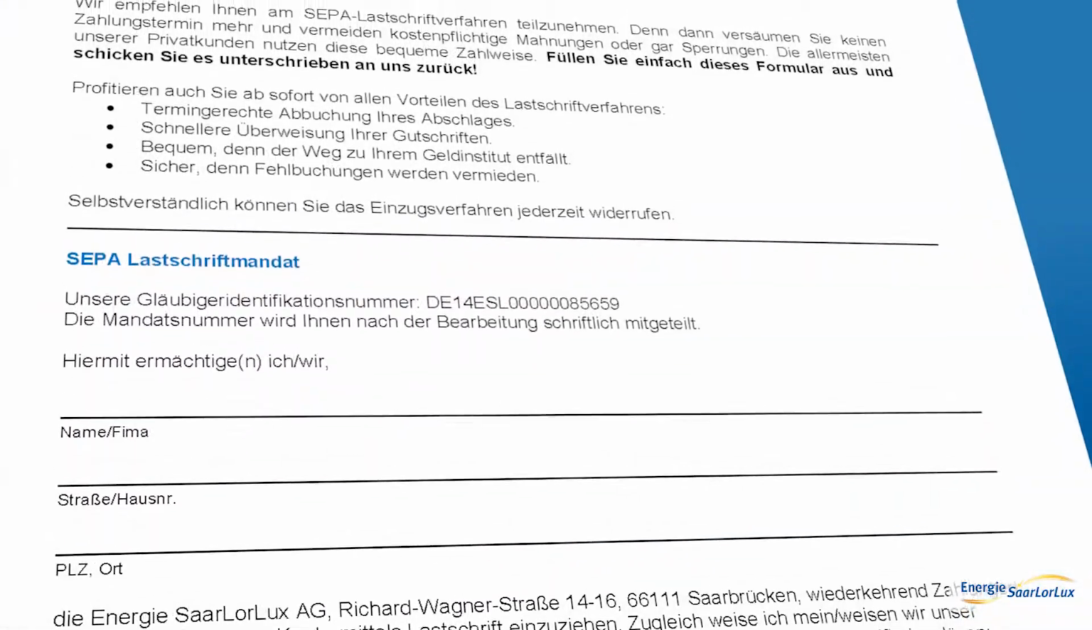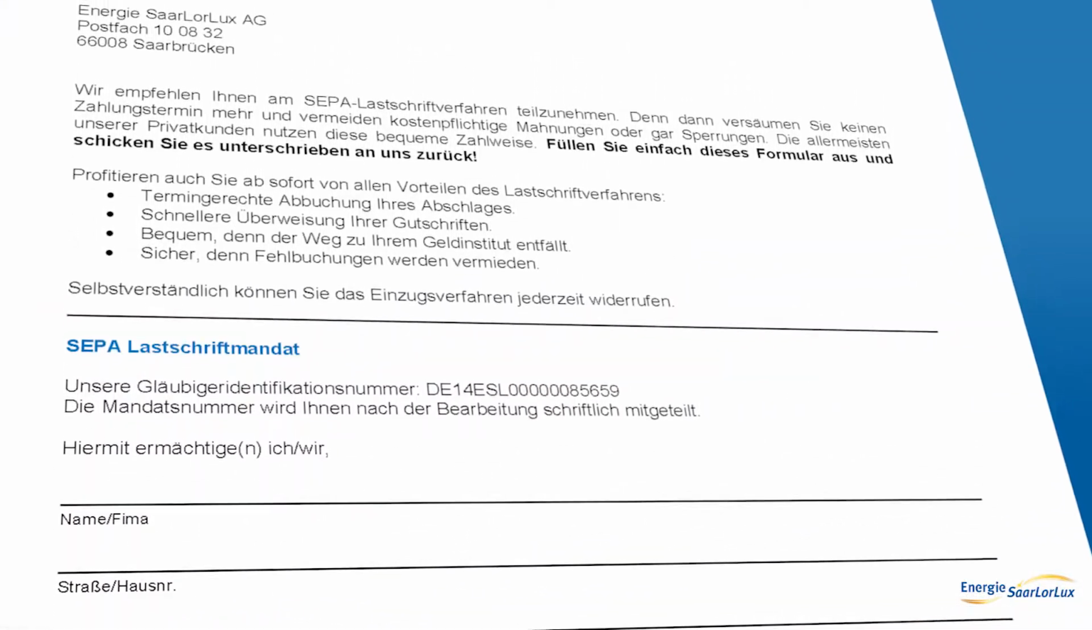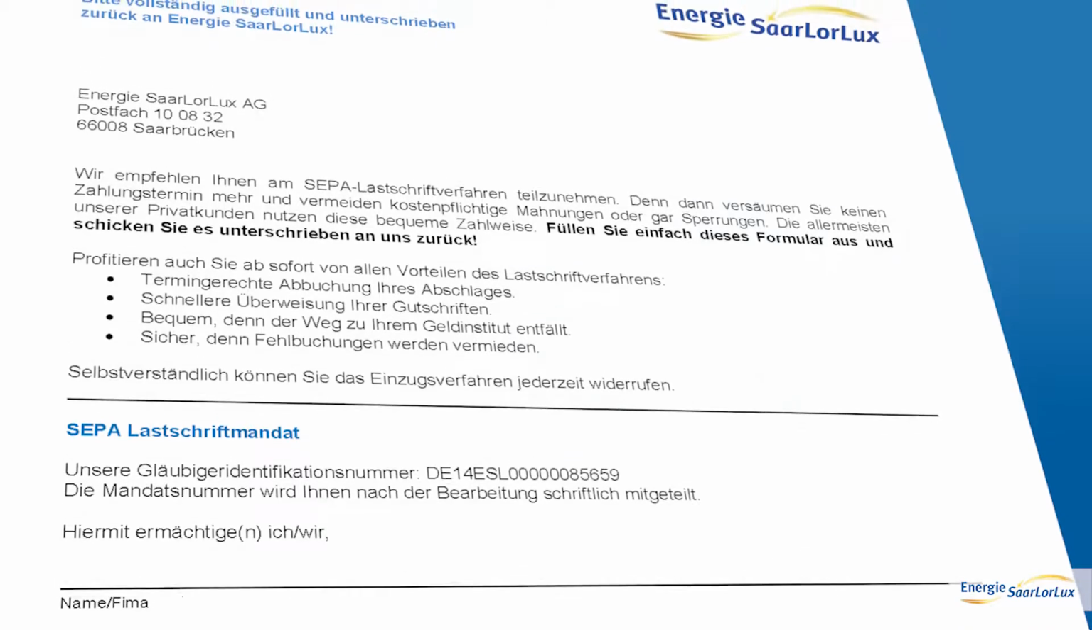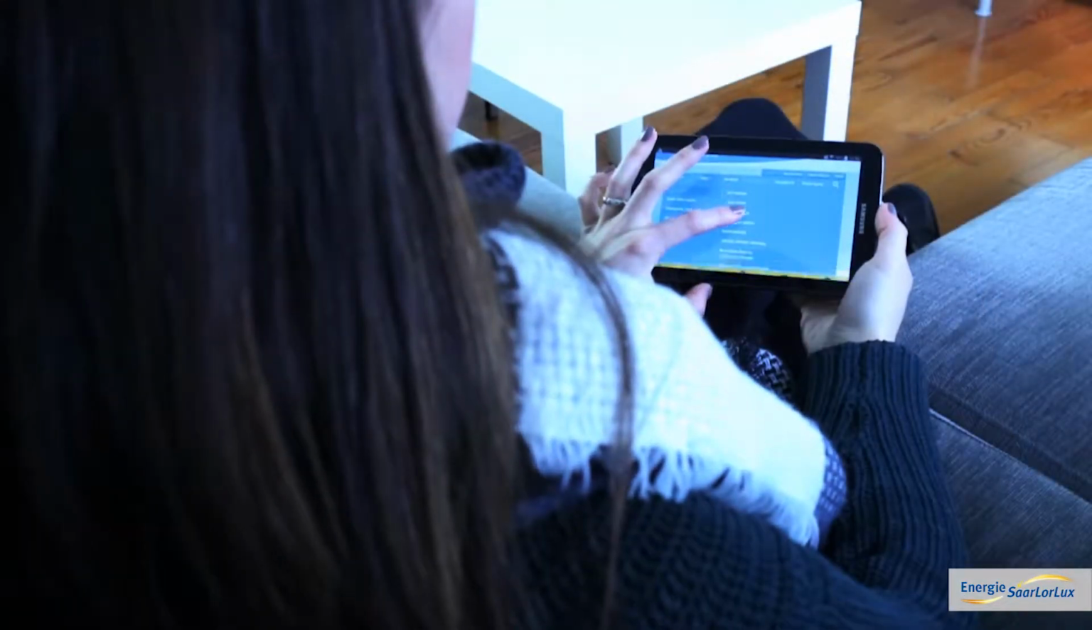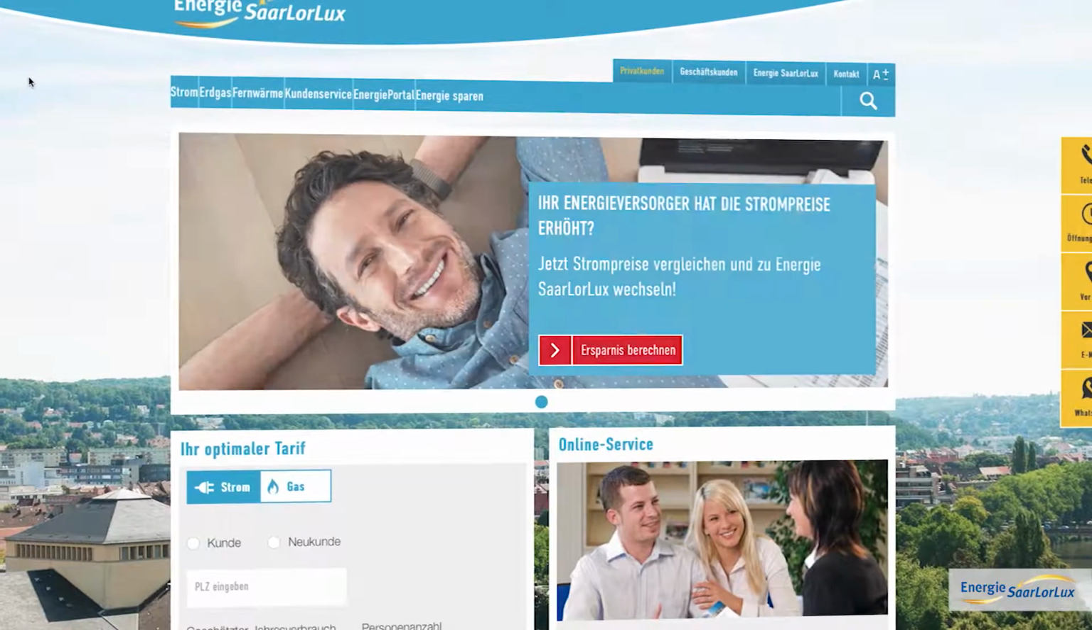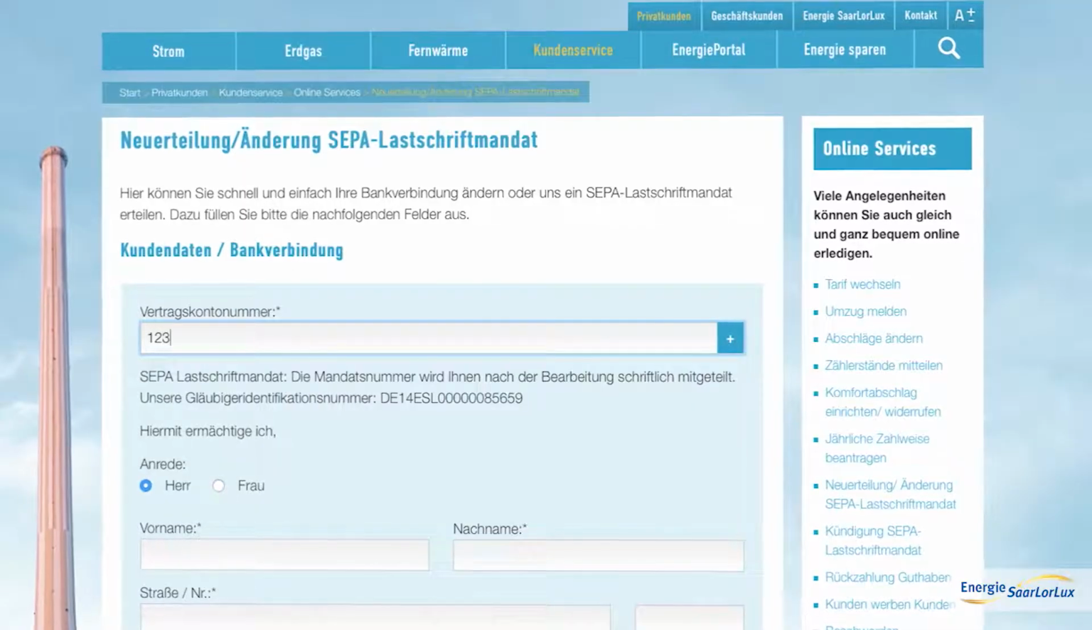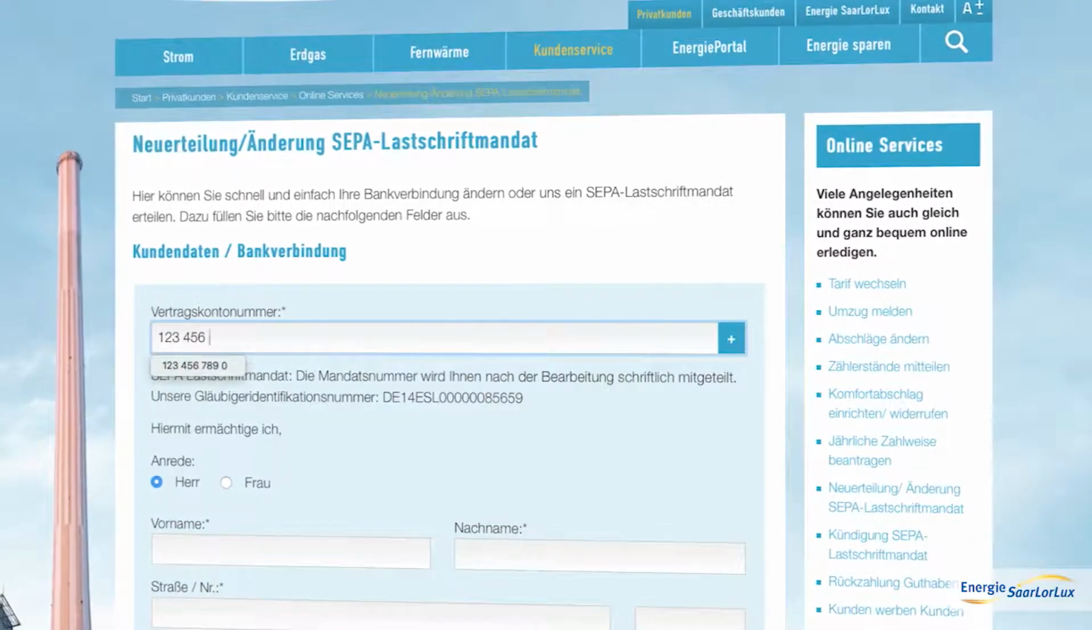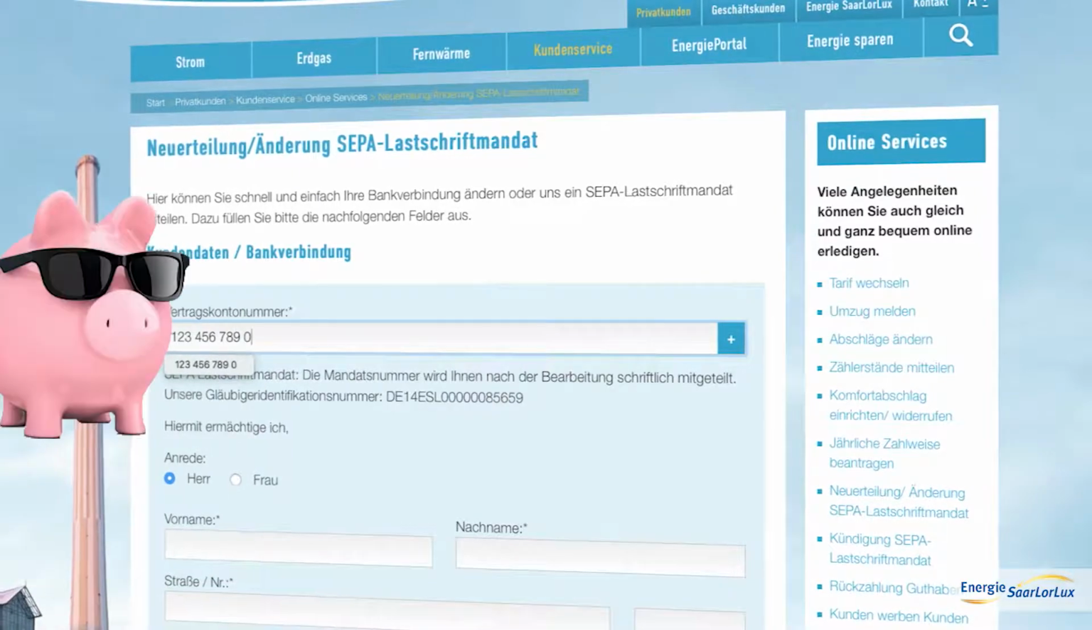The easiest and most convenient way to pay your monthly installments is to grant us a SEPA direct debit mandate. You can do this easily on our website in the section Online Services. We use the bank account details you give us to transfer any possible repayments arising from your annual invoice.